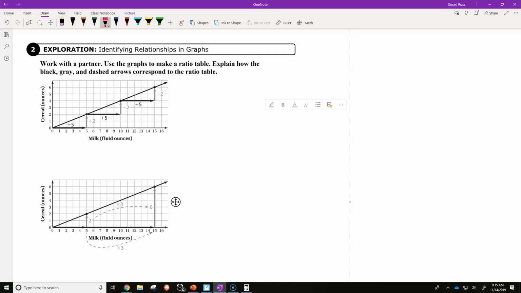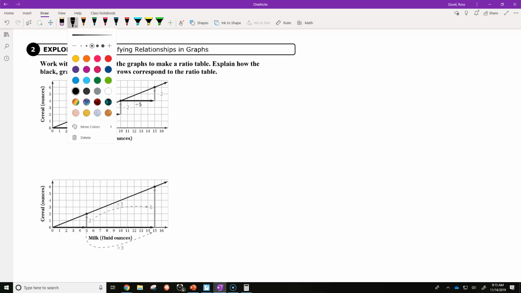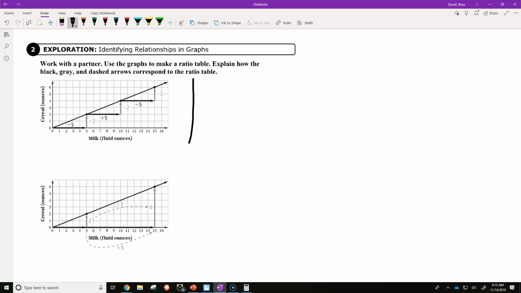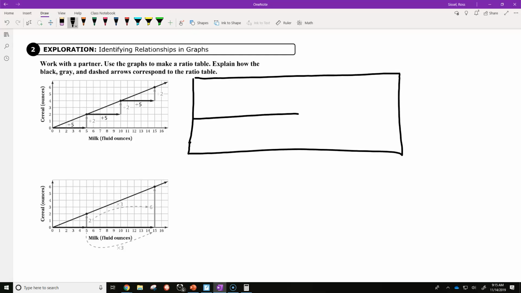We're going to spend 5 minutes on exploration 2. Use the graphs to make a ratio table. So the first thing everyone can do in their notebook right now, I'll do this with you, I'll be your partner, is I'm going to make a nice big table. And then I'm going to say milk, cereal.